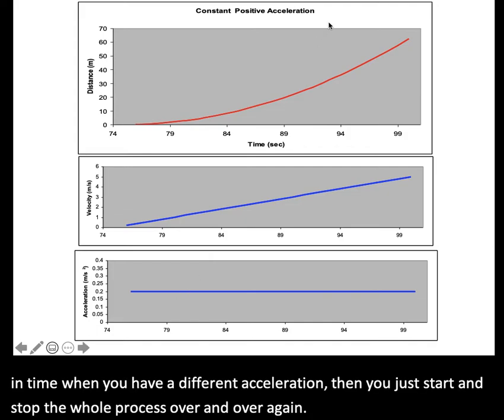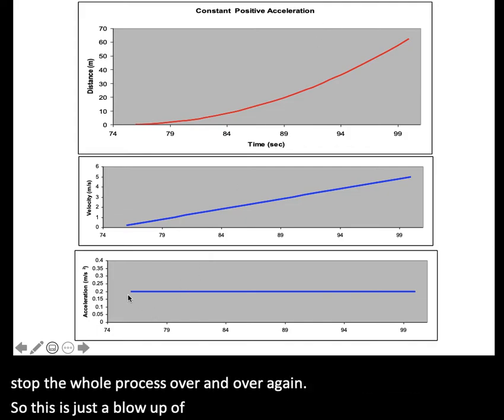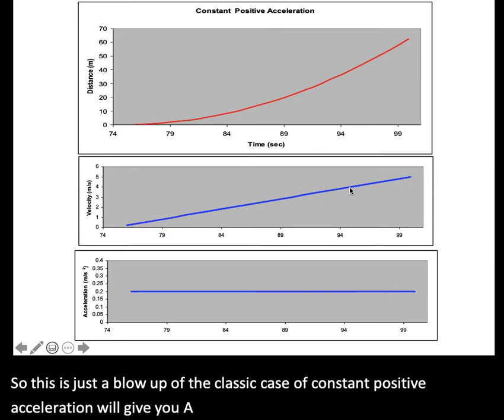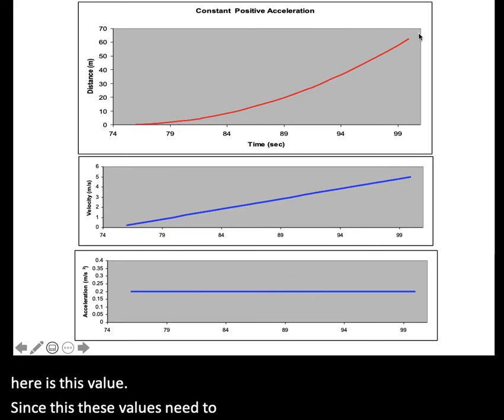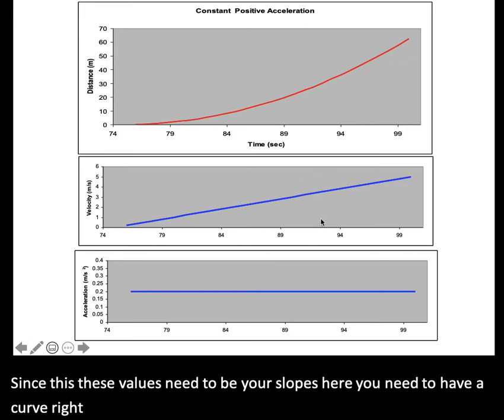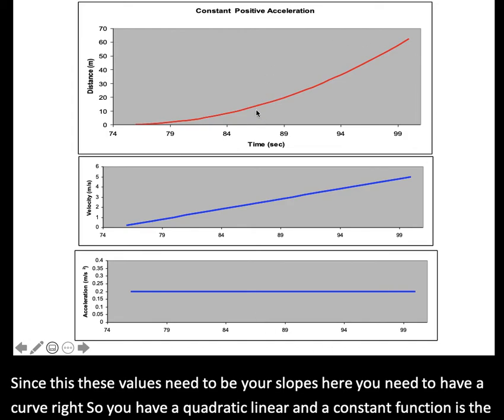So this is just a blow up of the classic case. A constant positive acceleration will give you a nice straight line whose slope value here is this value. Since these values need to be your slopes here, you need to have a curve, right? So you have a quadratic, a linear, and a constant function. This is the most common situation that we'll see in physics.